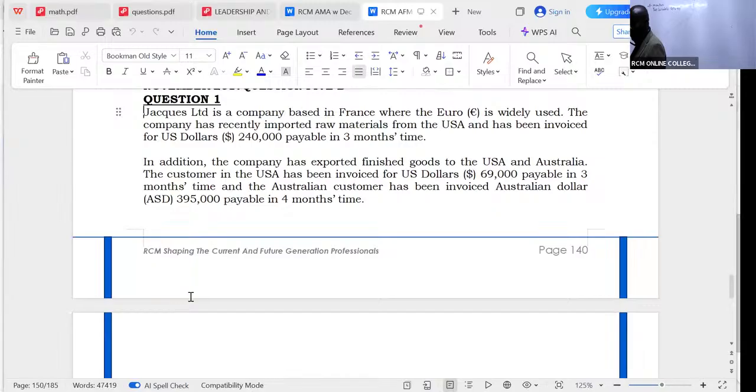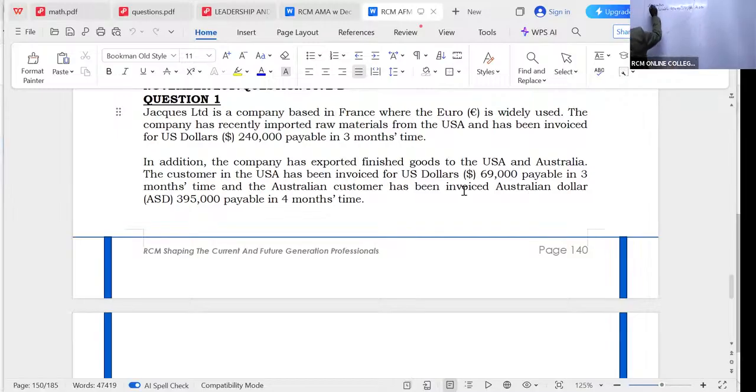So you can see here, in 4 months, paragraph number 2, they have told us, in addition, the company has exported finished goods, so we expect to be paid. We've exported these goods to the USA and Australia. The customer in the USA has been invoiced US dollars 69,000 payable in 3 months. And the Australian customer has been invoiced Australian dollar 395,000 payable in 4 months' time. So in this case, the 4 months' amount is 395,000 AUD.